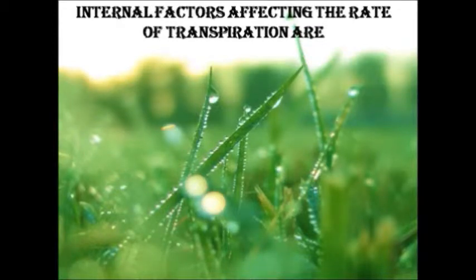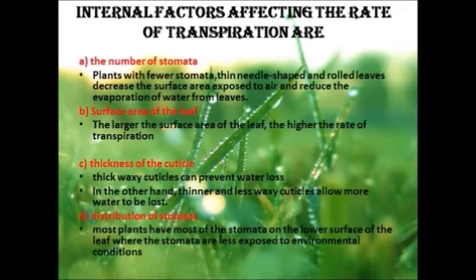Internal factors affecting the rate of transpiration are the number of stomata. Plants with few stomata, and thin, needle-shaped or narrow leaves, decrease the surface area exposed to air and reduce the evaporation of water from the leaves. Next, the surface area of the leaf. The larger the surface area of the leaf, the higher the rate of transpiration.